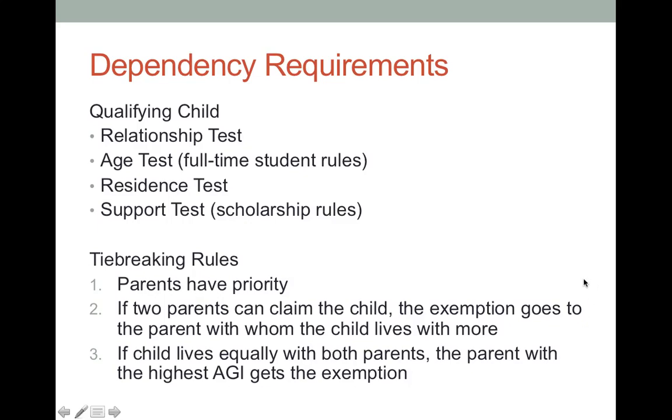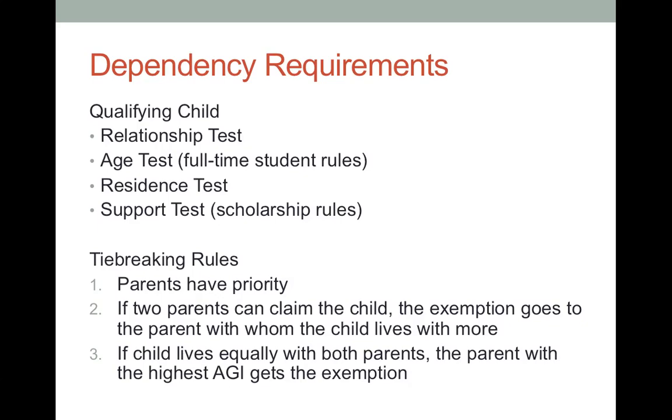Okay. So I think this is pretty straightforward. To claim someone as a child, they have to meet a relationship test. Kids, grandkids, adopted kids, stepkids, they all count. Brothers and sisters, if they're younger than you, count. Nieces and nephews count. Okay, so these are the relationships that will qualify someone as a qualifying child.